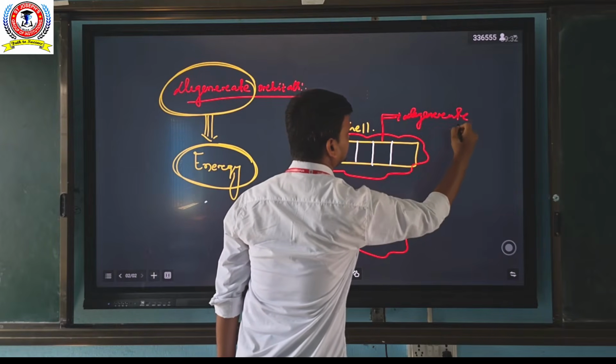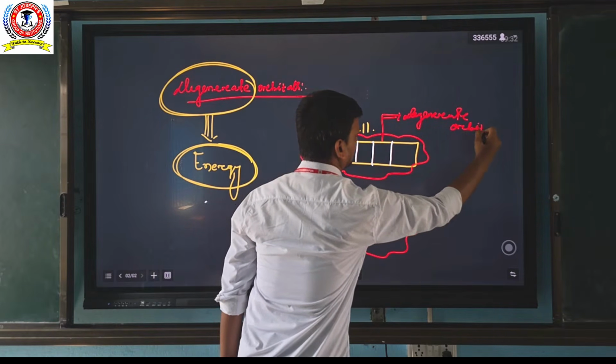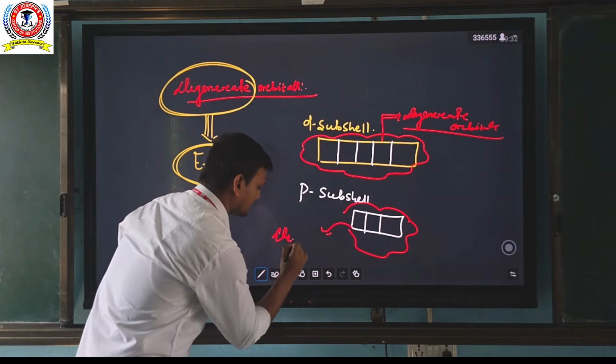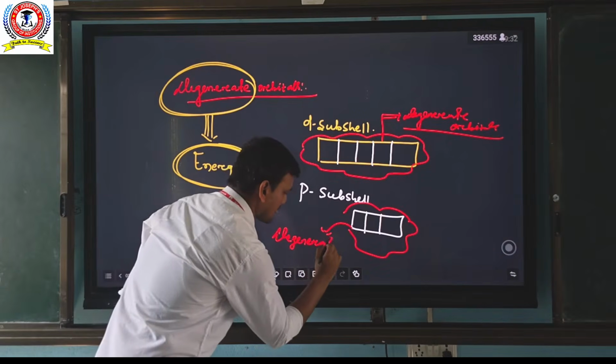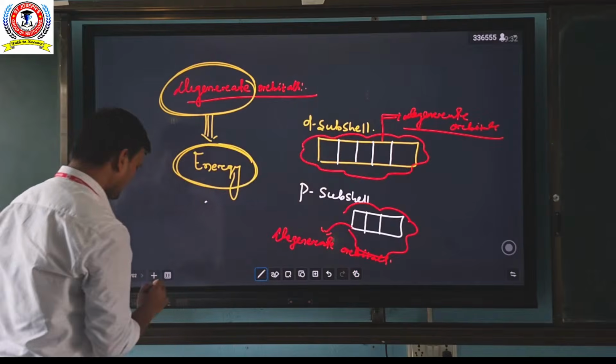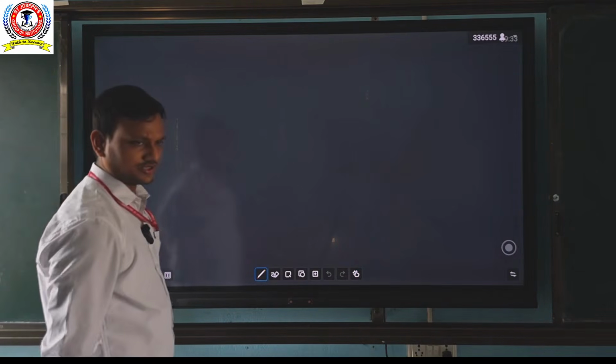What do we say, students? Degenerate orbitals. Okay, students, now come to the next point.